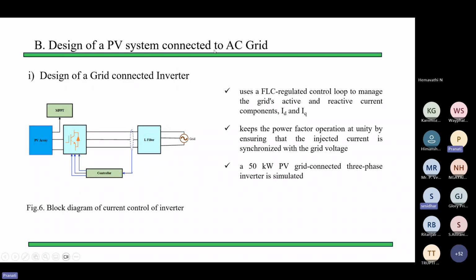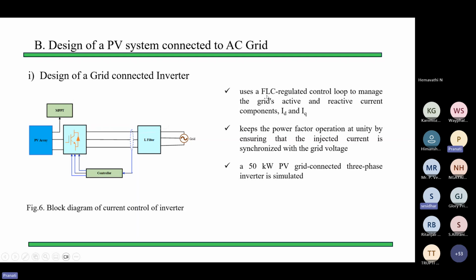Design of a PV system connected to AC grid. Now on the AC side, this is the inverter control connected to the grid. This is the PV array, which gives the MPPT, that is, it tracks the maximum power point. Then this is the L filter I have used here. We have L, LC and LCL, different kinds of filters, which are connected to the grid, and it is passed through a controller, this control logic, which provides the switching pulses to this inverter.